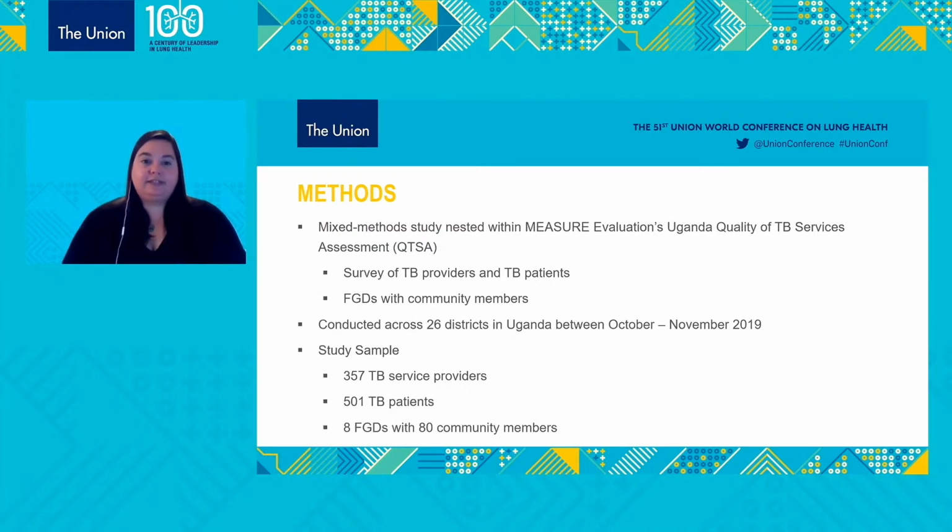So in terms of the methods, this study was nested under a larger activity, which was the Quality of TB Service Assessment, or the QTSA, in Uganda. And again, because we knew that TB-related stigma was a really complex issue, we specifically designed a mixed method approach, with the hopes of gaining a deeper understanding of stigma from multiple perspectives. This approach included a survey of over 350 TB healthcare providers, as well as about 500 TB patients, and also included 8 different focus group discussions with about 80 different community members.